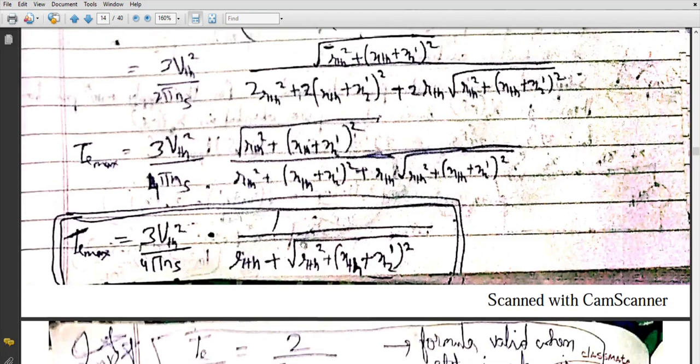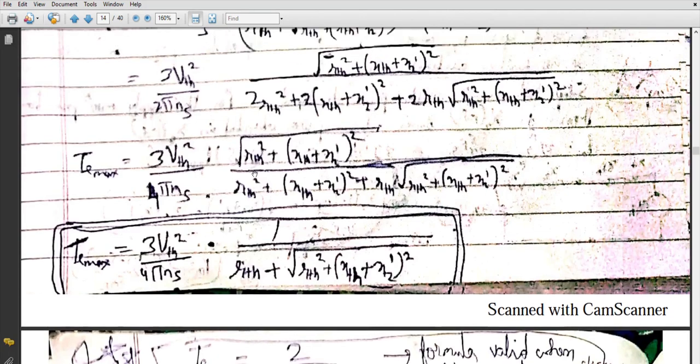I request you all to kindly go back through this derivation and understand it, and practice it. You can also revise your maximum power transfer theorem, and this will help you with this topic.